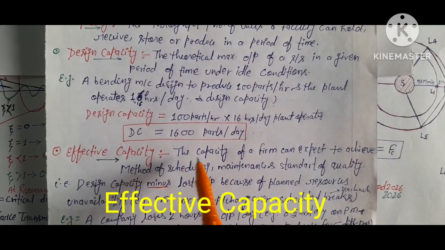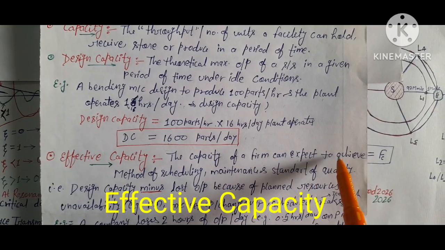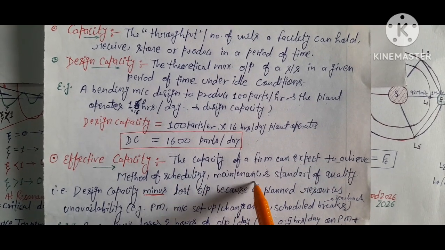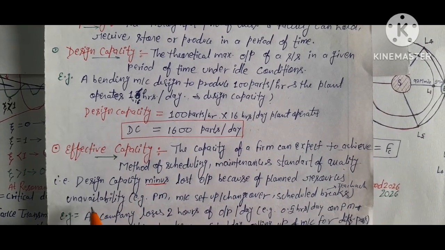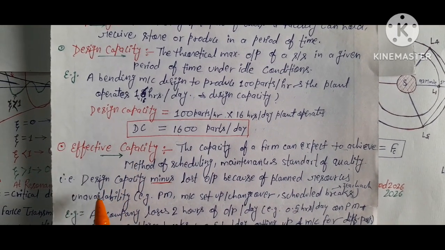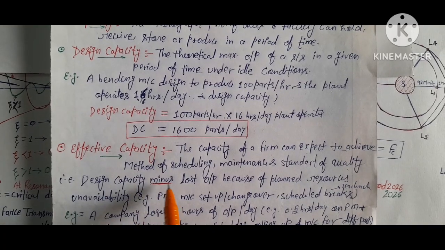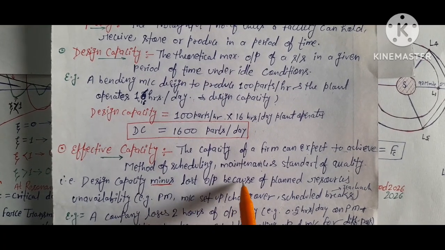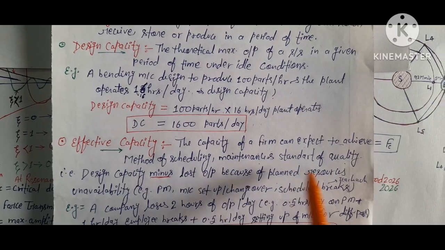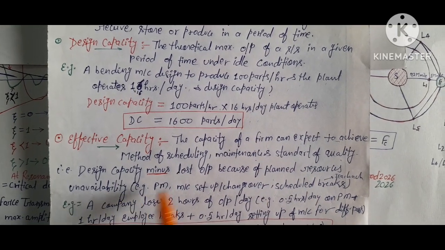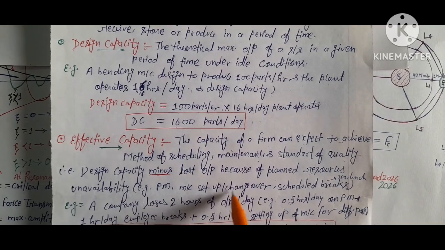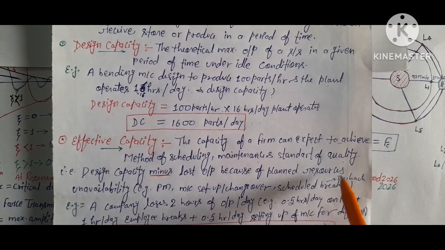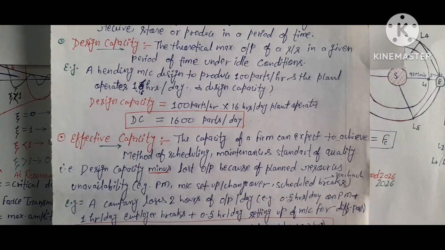Effective capacity is the capacity a firm can expect to achieve given its scheduling methods, maintenance, and quality standards. That is the effective capacity. Effective capacity equals design capacity minus loss of output because of plant resource unavailability. Plant resource unavailability means preventive maintenance, machine setup or changeover, and scheduled breaks like tea break or lunch break.